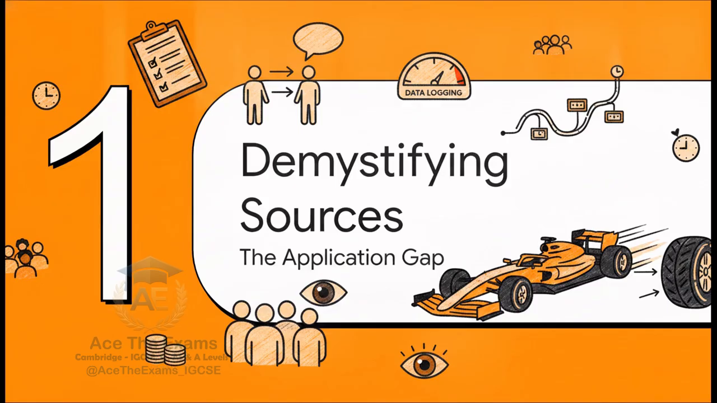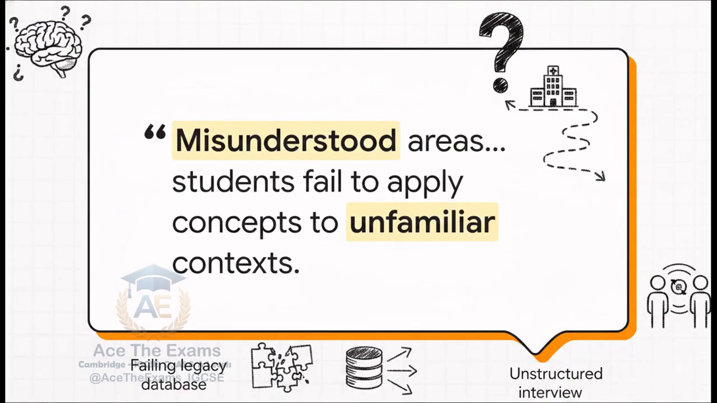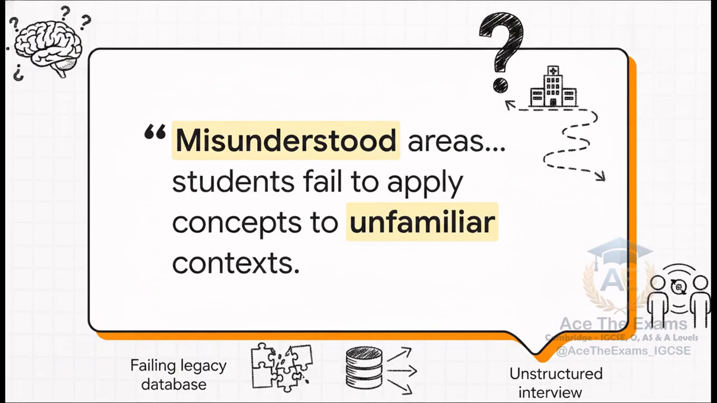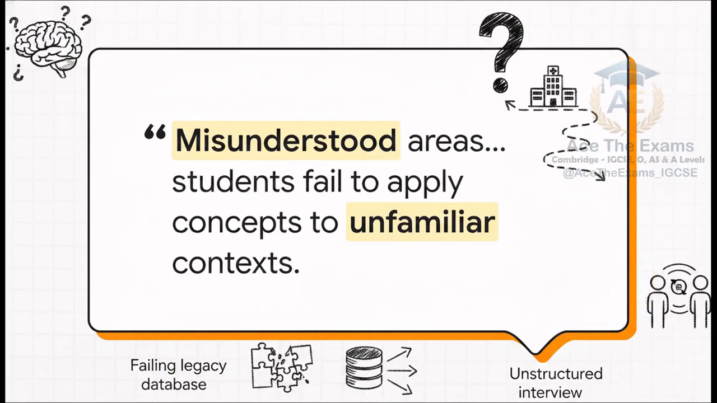This is where the theoretical rubber meets the practical road. I need you to listen very carefully to this stark warning straight from the Cambridge senior examiners. They write, sources of direct data is one of the most misunderstood areas. Students fail to apply concepts to unfamiliar contexts. Look at that phrasing, most misunderstood. Superficial breadth is no longer enough to survive this paper.